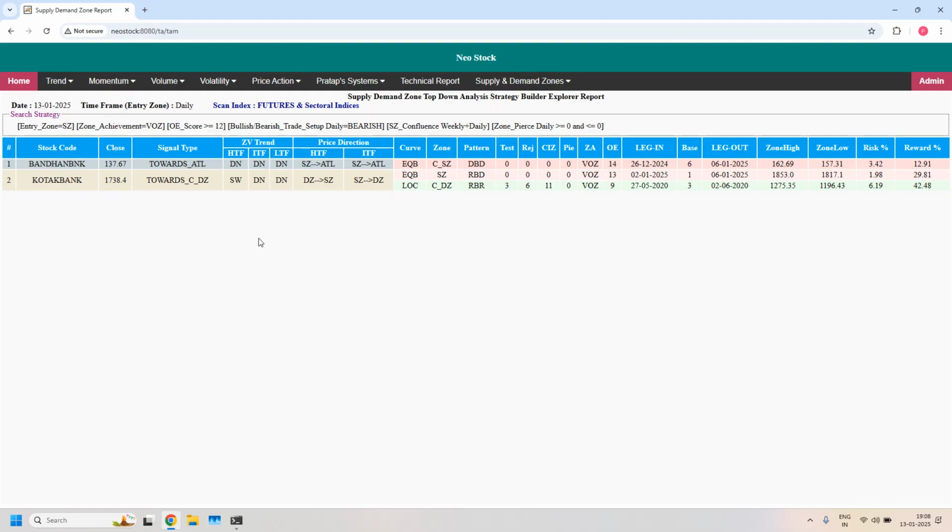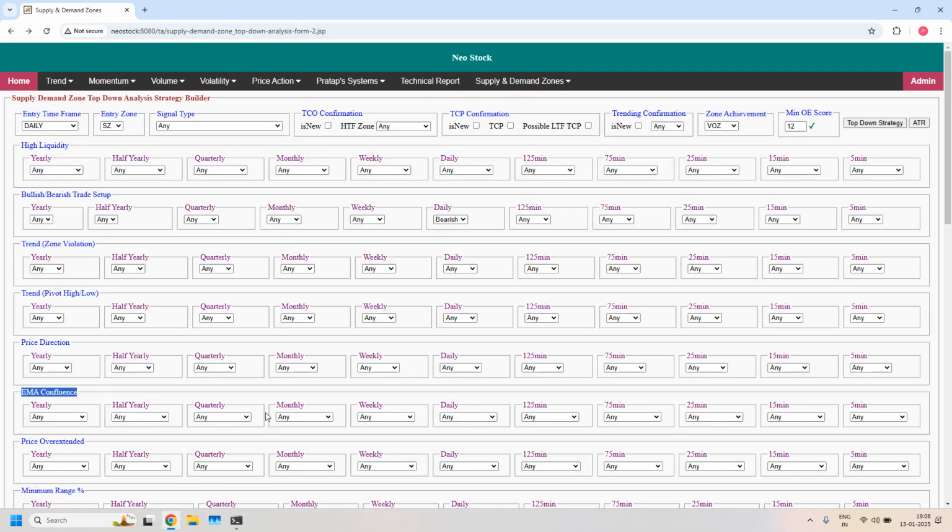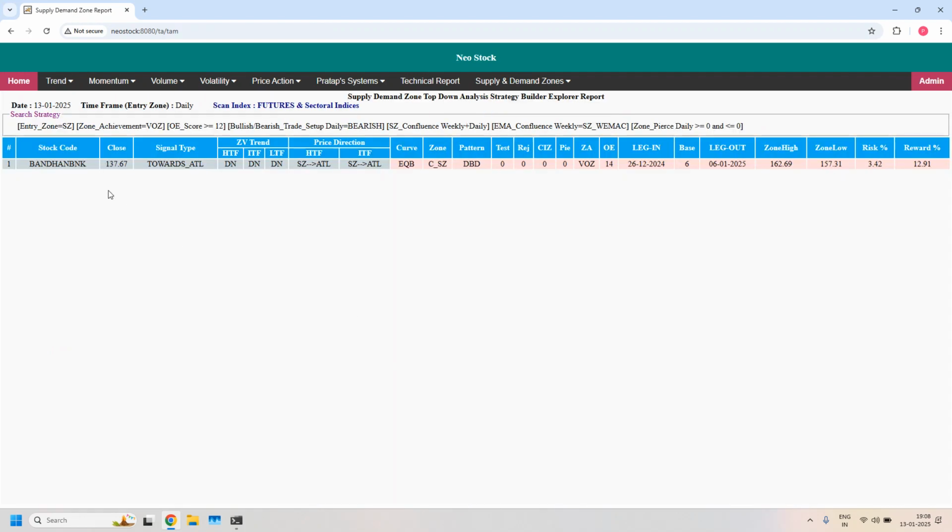If any of these two stocks have weekly EMA confluence, they are even more high probability trade setup supported stocks. Let us verify. In the EMA confluence, weekly time frame, weekly demand or supply zone having weekly EMA confluence. With this filter, we got one stock. This is an even more high probability trade setup supported stock.